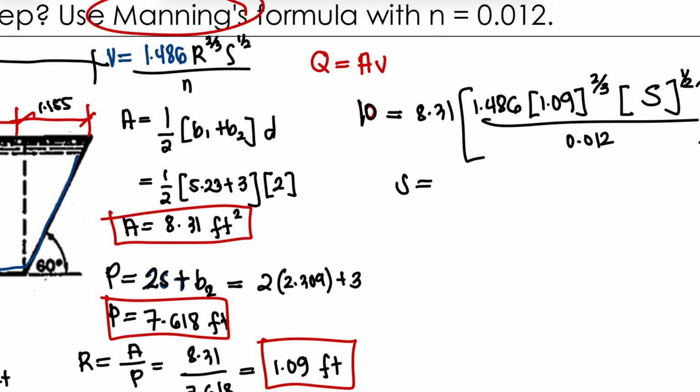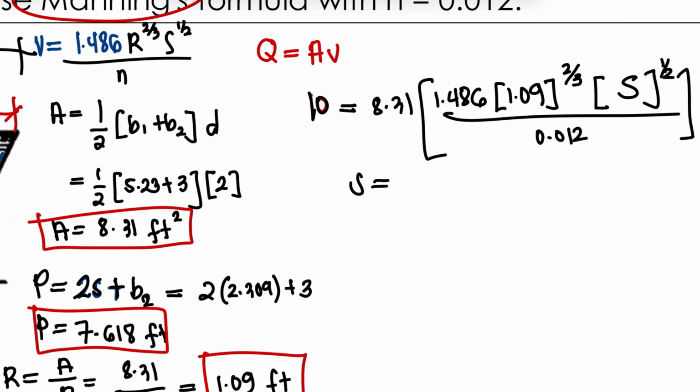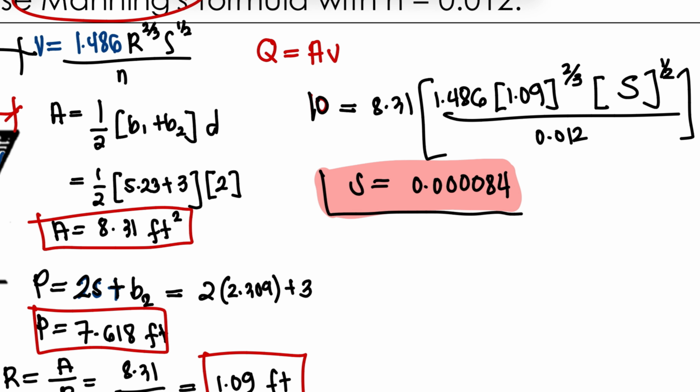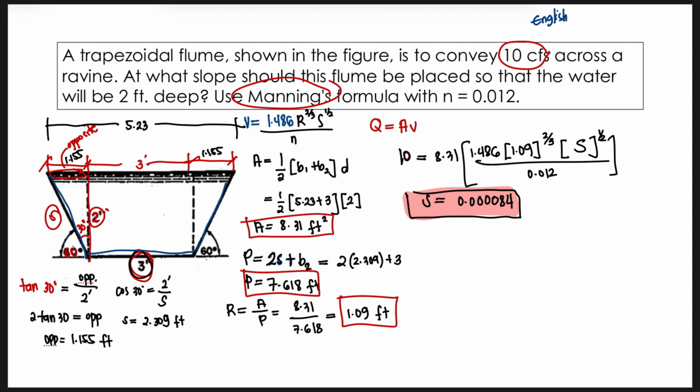Once solved, we can get the value of S or the slope. So the answer is very small. It is around 0.0000084. Yun. So that is the final answer for this problem. Don't be confused for the geometry part. So that is just some basic calculations. Right?